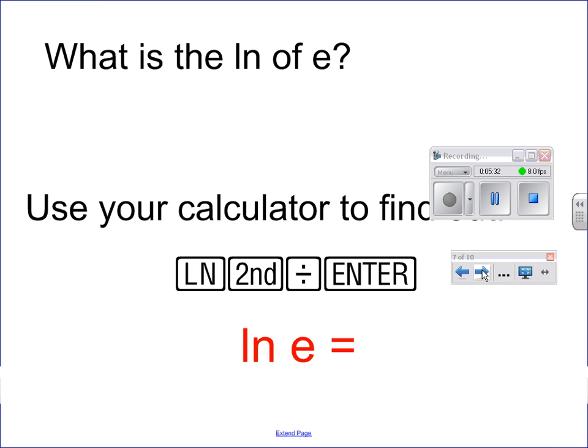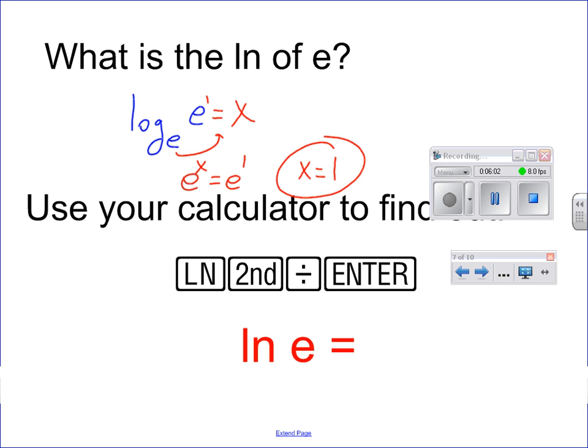Okay, and again, what is the ln of e? ln of e is just, again, log, so let's go, ln is the same as log base e of e. So basically, e to the what, right? So e to the x equals e to the first, so x equals 1. So basically, anytime you get ln of e, log base e of e, you get 1.